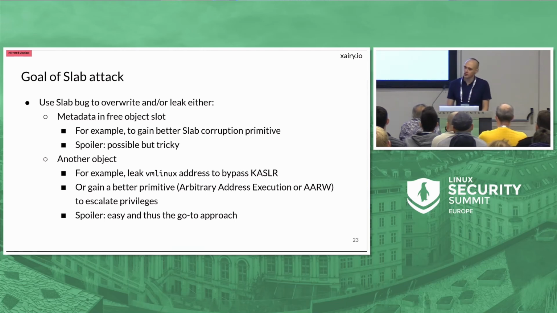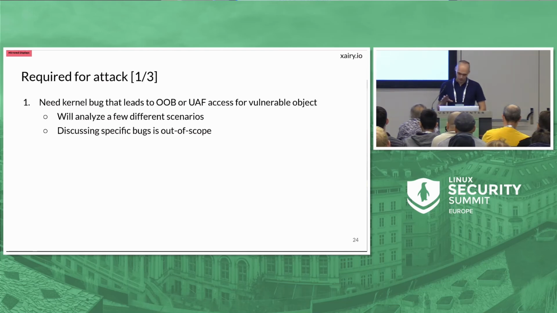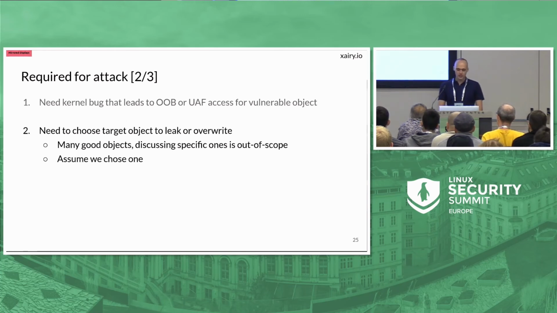For the most part of the talk, we're going to be discussing the second approach of corrupting a different object, and I'm going to explain why the first approach is tricky with modern kernels. For any SLUB memory corruption, you would need three things. First of all, you need a kernel bug that triggers out-of-bounds or use-after-free. We're not going to be discussing any specific kernel bugs throughout the talk; we're just going to assume we have one. The second thing you need is some kind of target object that you want to corrupt or maybe leak. And this part is also out of scope of the discussion.